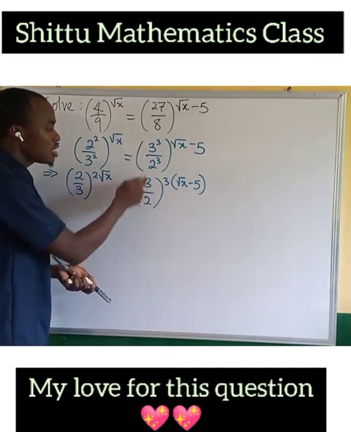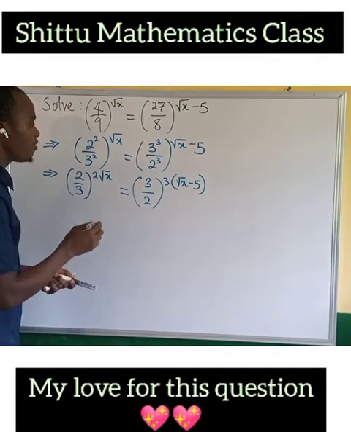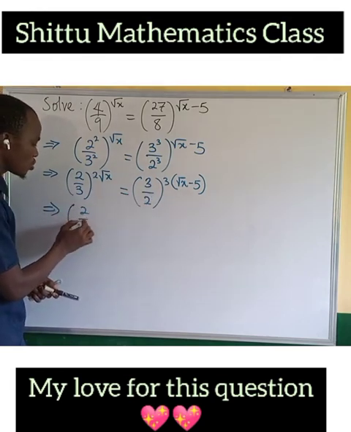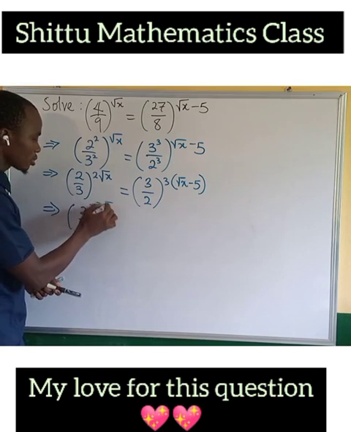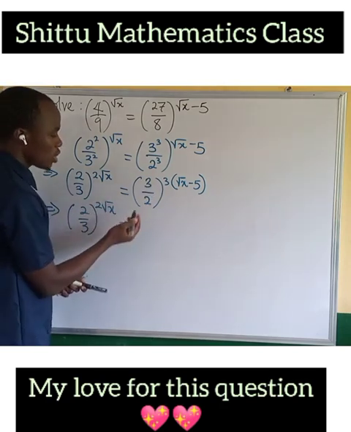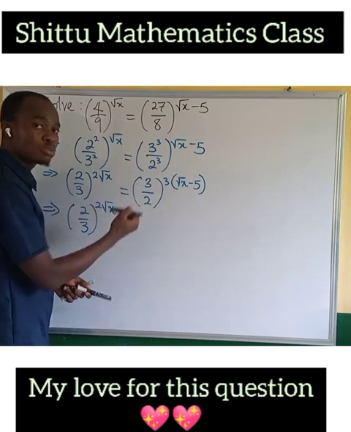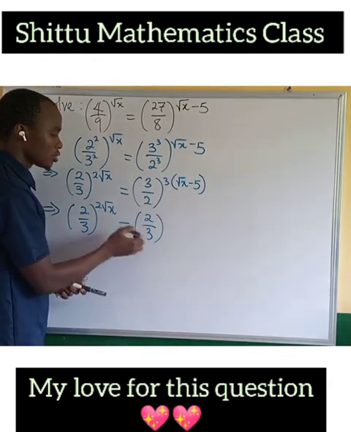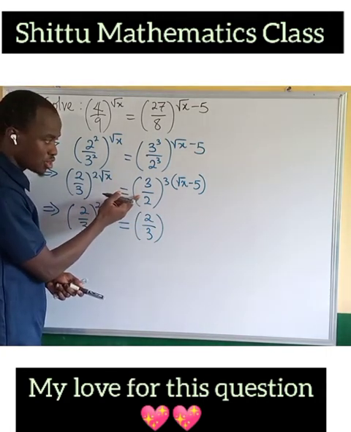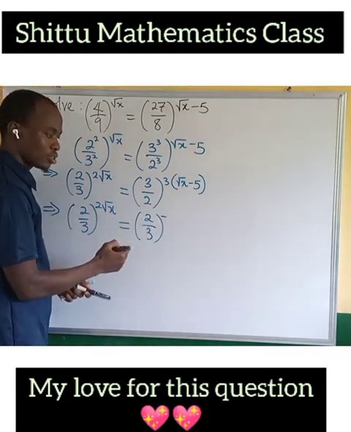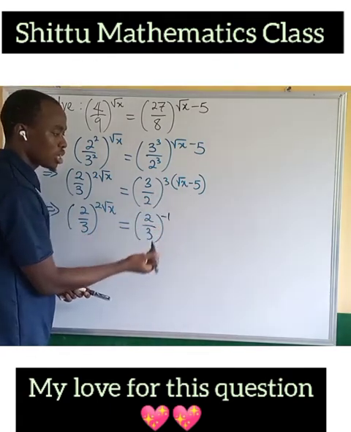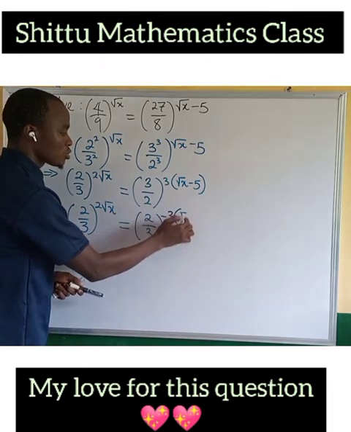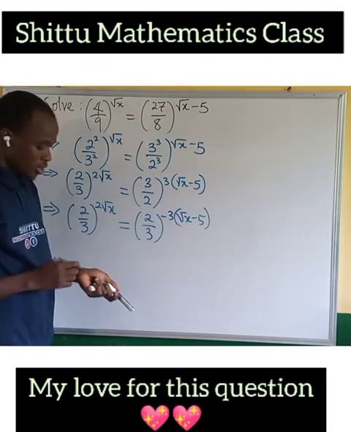So changing this, we actually affect the power. Changing this one means this power is going to be negative. So you are going to have 2/3, and you can see that we have changed their position. Definitely this will be minus 1 times 3, and minus 1 times 3, you are going to have minus 3 into bracket root x minus 5. Are you getting it now?